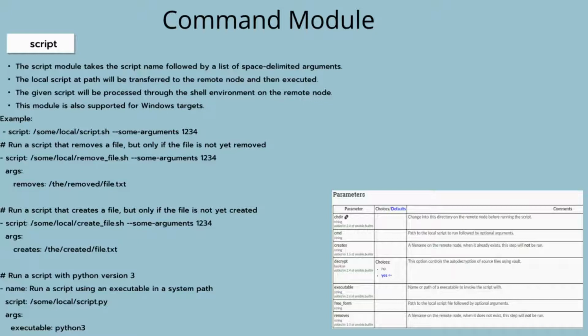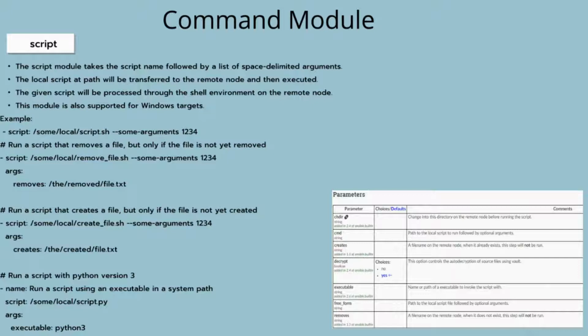So the simplest way to execute or run the script is basically calling the module script followed by the script name and some arguments as listed here. Suppose, for example, I want to execute a shell script or a Python script using version 3.